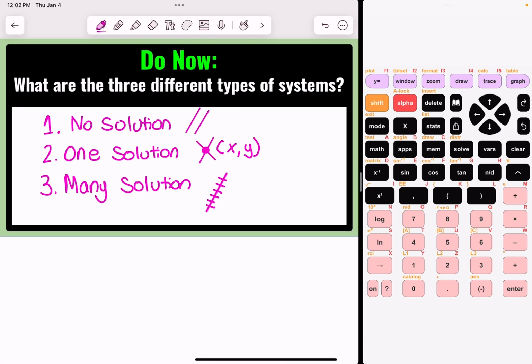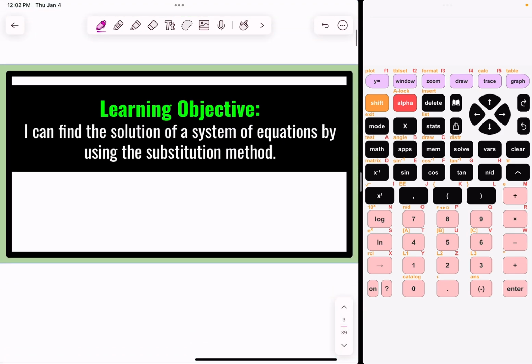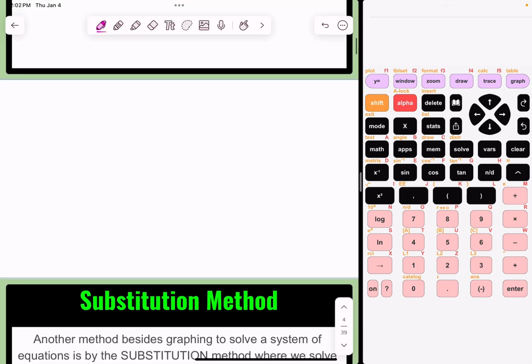In the last lesson, we were learning how to graph these. Now, we are going to learn how to solve them using algebraic methods. So, our learning objective is: I can find the solution of a system of equations by using the substitution method. All right, let's look into it.